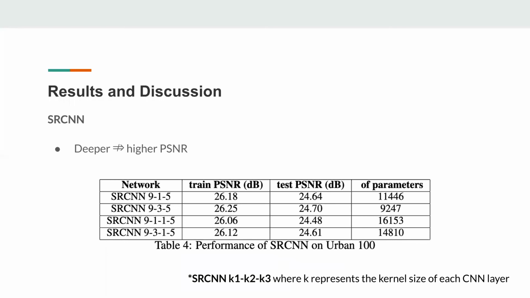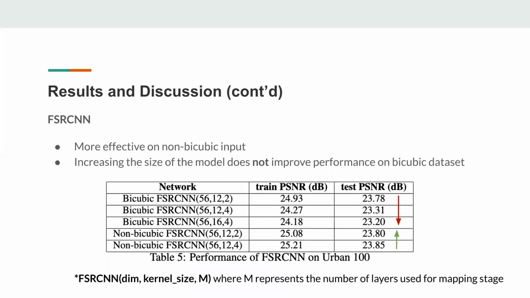So for our baseline model, we first confirmed that directly growing the CNN network does not necessarily boost the model performance, as it might easily overfit or suffer from vanishing gradients. And next, for FSRCNN, our observation is that the model performs better on the non-bicubic dataset, as we give the model more context to learn from the original data.